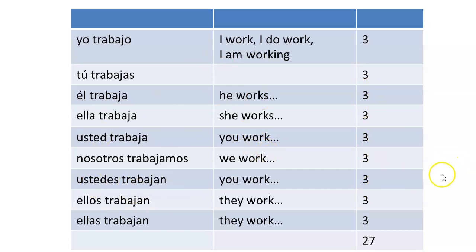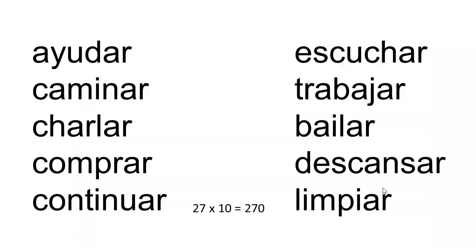So these are not all of the forms. We're missing the vosotros here. But let's just go with the number 27 if you add up all these different meanings that you get by conjugating one verb. So if you know how to conjugate one AR verb in the present tense, then you just learned how to say 27 different things in Spanish.